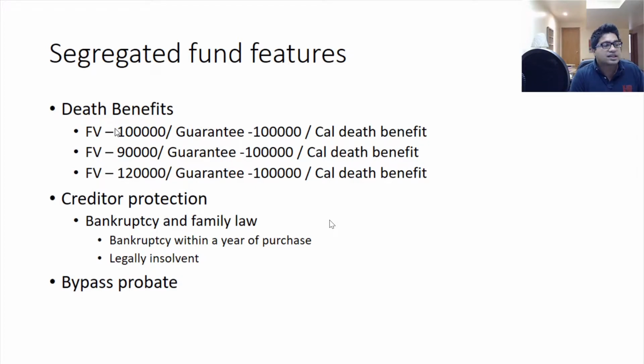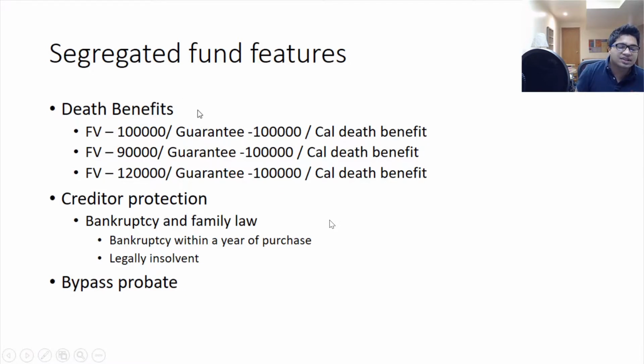But if the market value of the fund is 90,000 and the guaranteed amount is 100,000, then you would be provided 100,000, though the funds are only worth 90,000. The difference of 10,000 will be provided as death benefit. So death benefit is always the difference between the guaranteed amount and fair market value. In the first case, the death benefit is 0, 100,000 minus 100,000. In this case, the death benefit is 10,000, 100,000 minus 90,000. In this case, the death benefit is again 0 because fair market value is greater than the guaranteed amount.